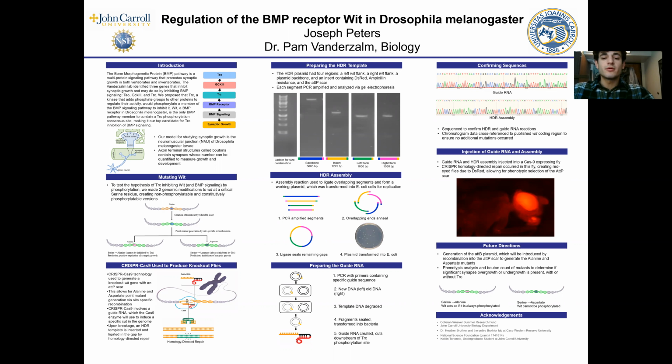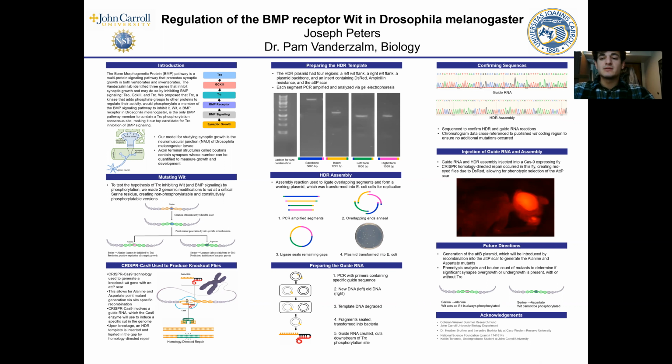The amount of growth, or lack thereof, is quantified by the number of terminal axons, or boutons. My project involves studying a specific gene called WIT that we believe acts in a signaling pathway responsible for neurodevelopment. My hypothesis is that tricornered, a gene previously identified by our lab, phosphorylates WIT to inhibit synaptic overgrowth.